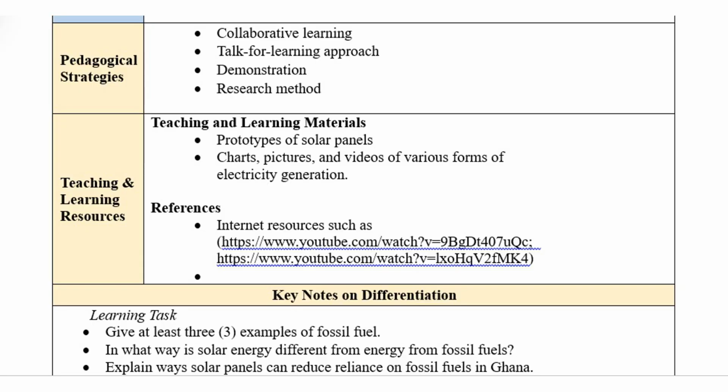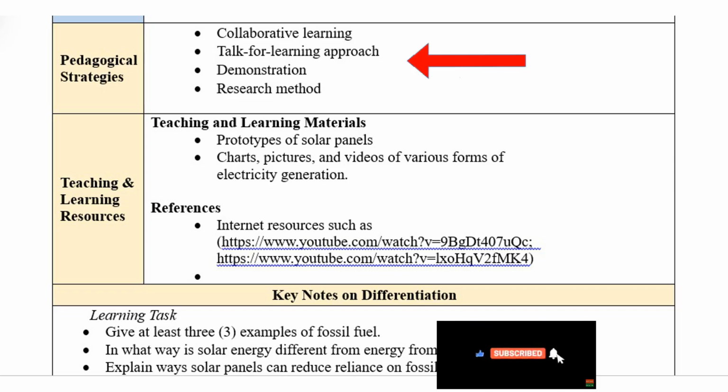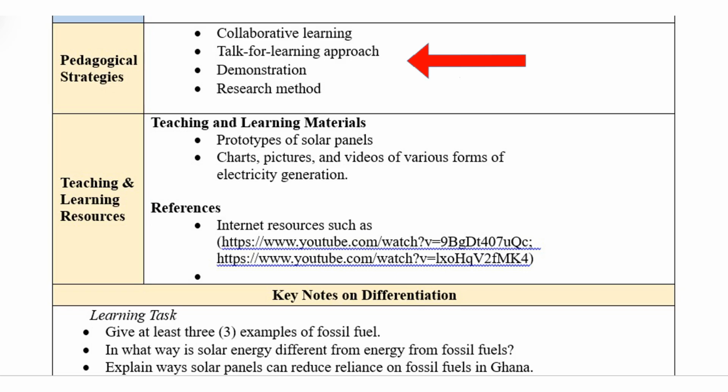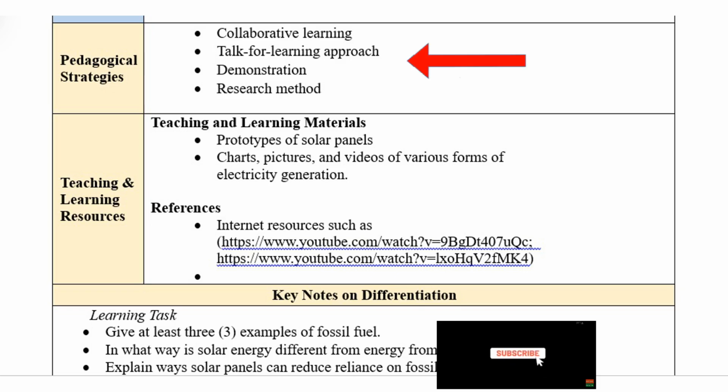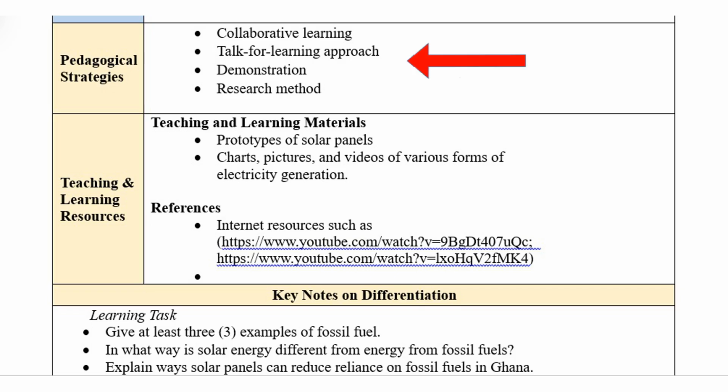Now, pedagogical strategies. There are a lot of teaching methods, but you must read the learner material to see the pedagogies that are shown in their activities. So don't randomly choose a teaching method. Let the learner material guide you, as well as the teacher manual. Examples of pedagogies are collaborative learning, talk for learning approach, demonstration, research method, etc. The pedagogies answer the first essential question.